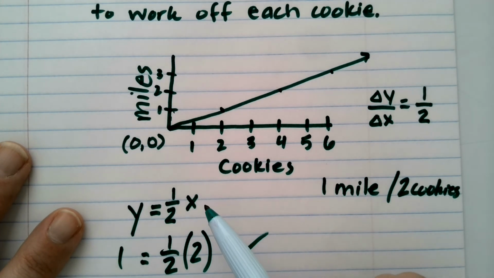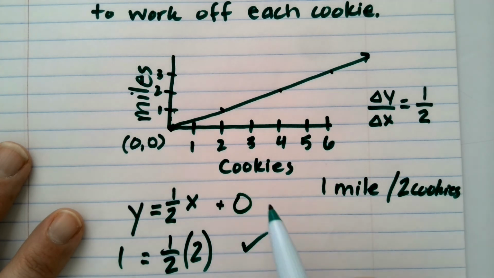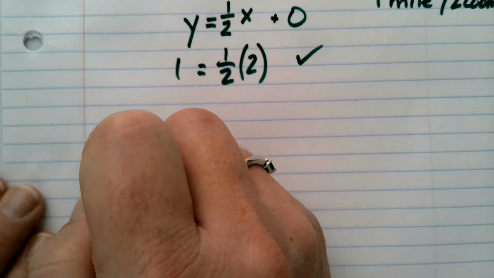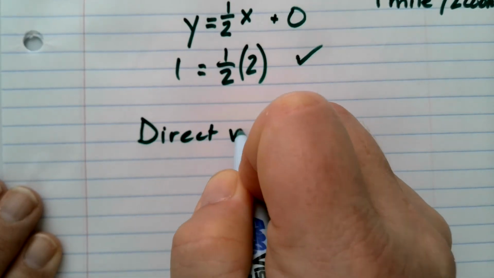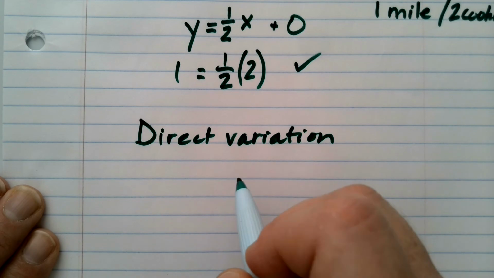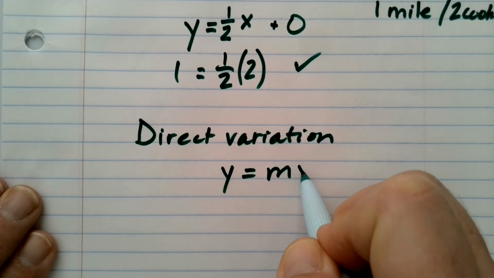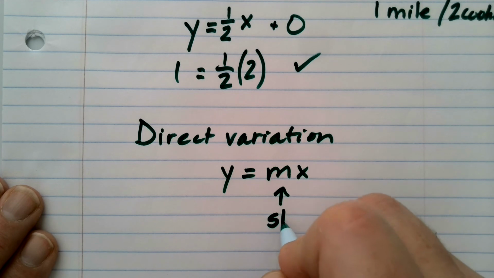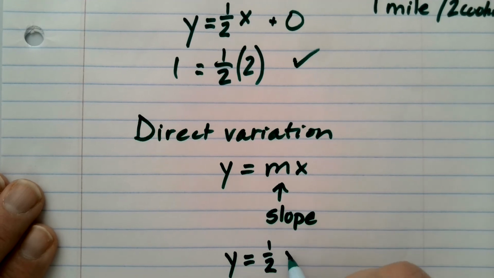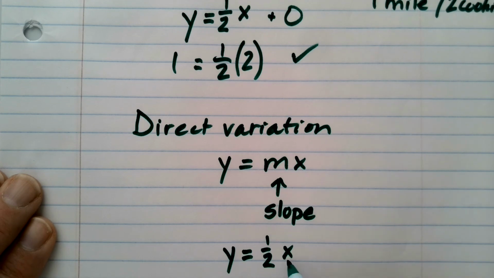Now, this is for direct variation where we assume that we are going through 0, 0. So our y-intercept is actually here at 0, but we don't have to write that in the graph. So for direct variation, you need to know that you can write the equation of a line in this form, y equals mx, where m is your slope. Okay, so if you know that your slope is 1/2, you would know that any y value is going to be half of what your x value is.